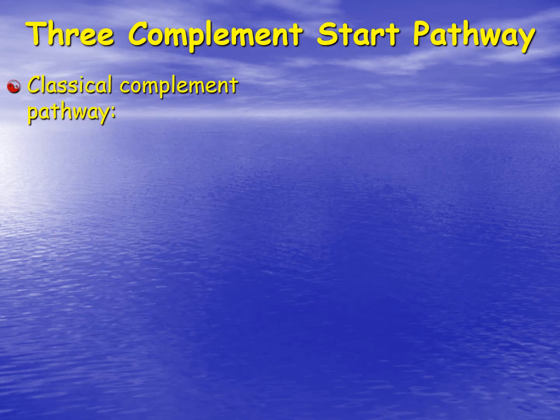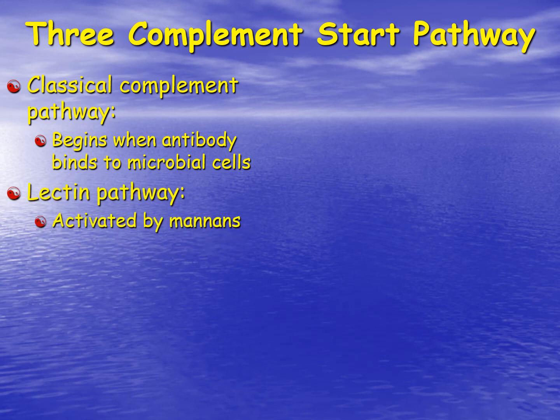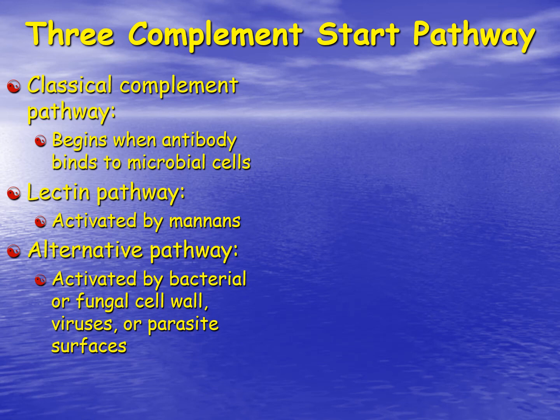There are three ways in which we can start complement. The classical complement pathway is actually started by the interaction of antibodies with its antigen on microbial cells. The lectin pathway is activated by a group of small proteins found in the blood called mannins that are activated when certain organisms enter the body. And the alternate pathway is activated by substances found in the bacterial or fungal cell wall, or the virus capsid or envelope, or even on parasite surfaces.